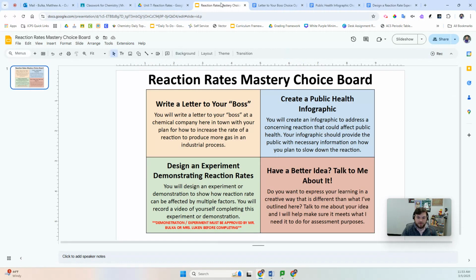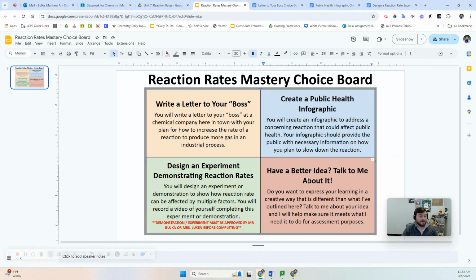Okay, and then if you choose the option where you have a better idea, let's talk about it. Come to class, talk to me, set up an appointment, comment on this assignment, and I'll be happy to work with you so that way you can have some choice and say in how you do this.